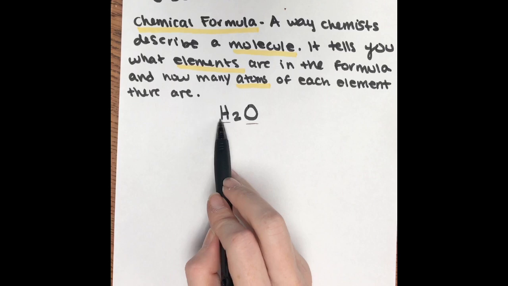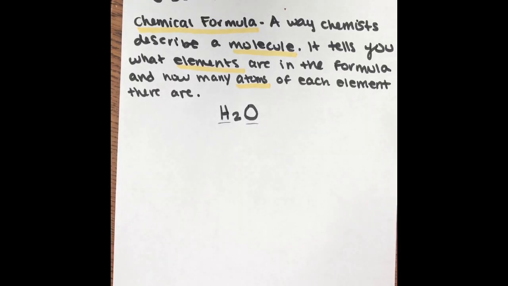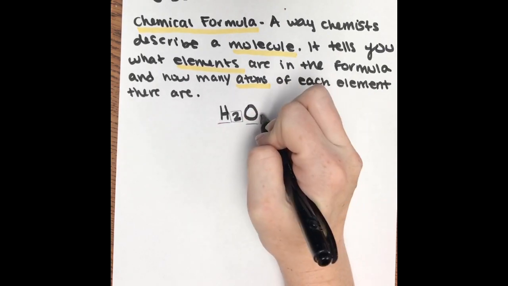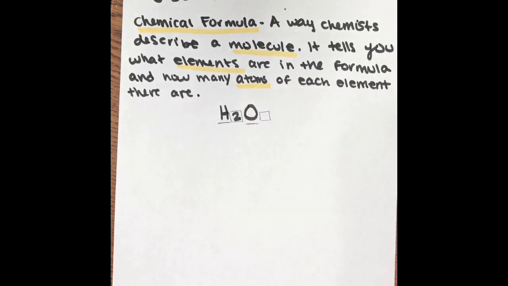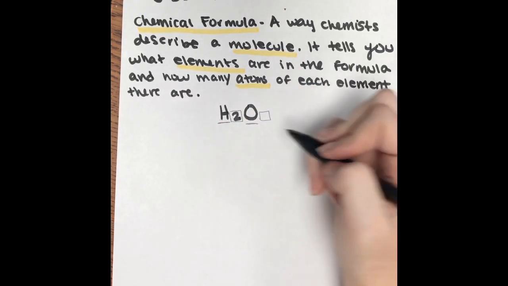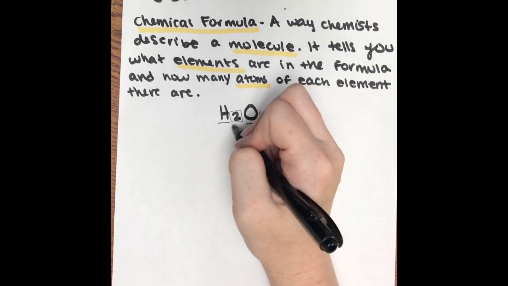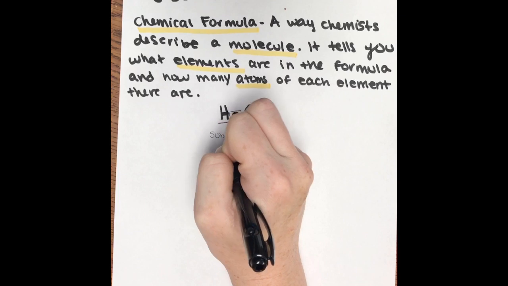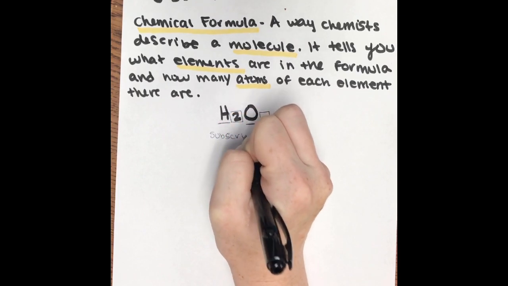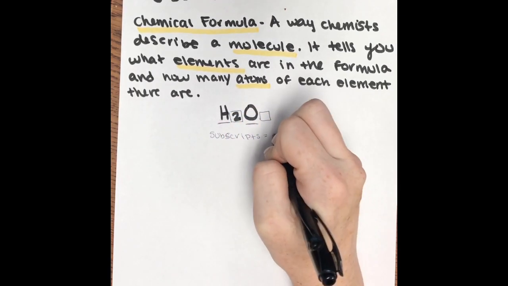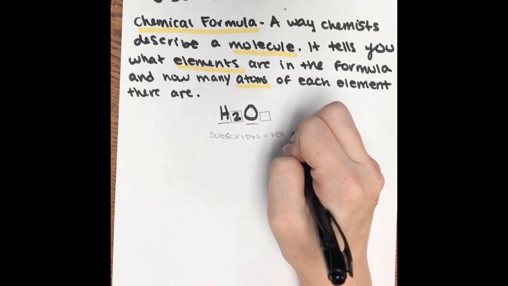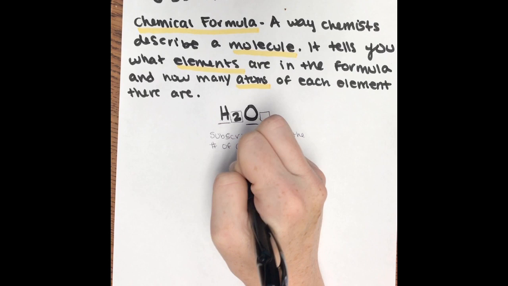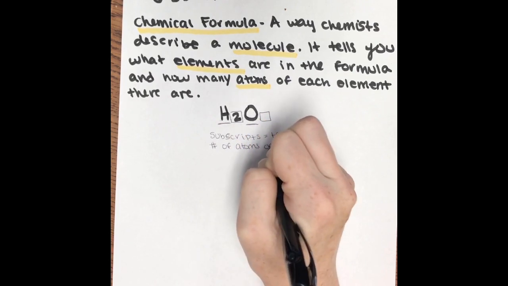Here we have 2 capital letters, so that tells us that there are 2 elements. Next, I want you to square the numbers next to the element. If there's nothing there, you just put an empty square. What these numbers are called are subscripts. And the subscripts tell you the number of atoms of each element.